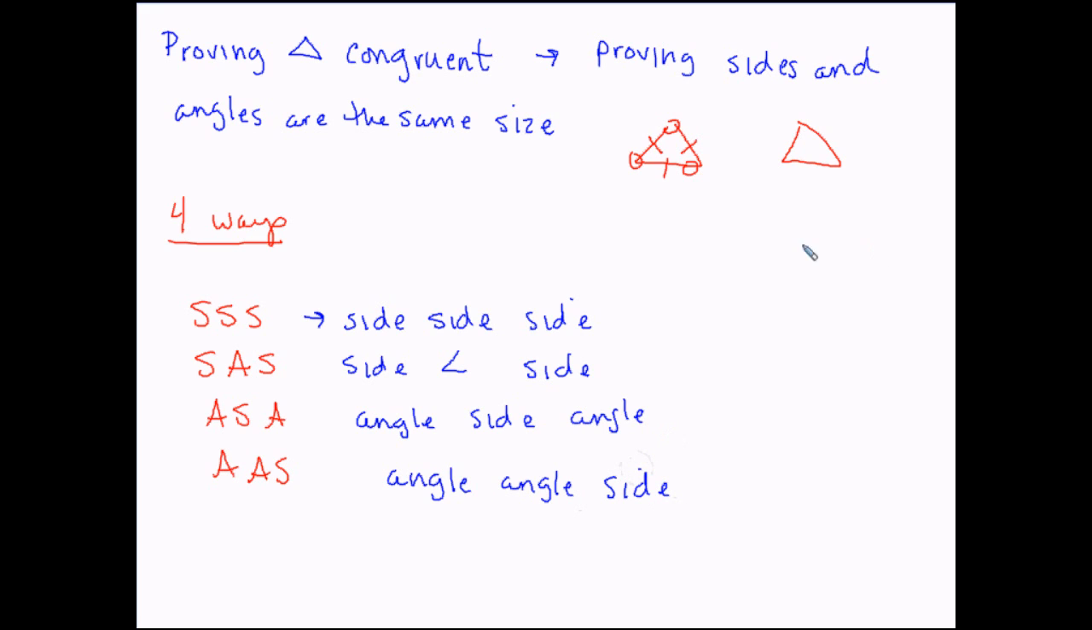If you can show one of these, so you can show all 3 sides are the same, or the 2 sides with the angle in between them, or 2 angles with the side in between them, or 2 angles with the following side, you only have to show 3 things instead of all 6, and you can prove that the triangles are congruent.